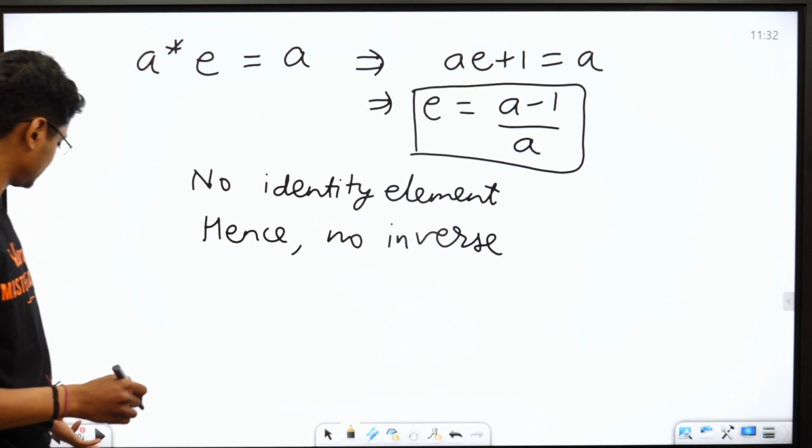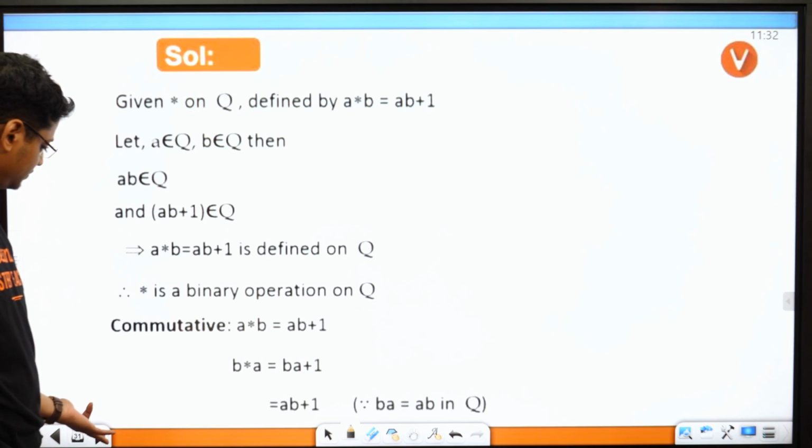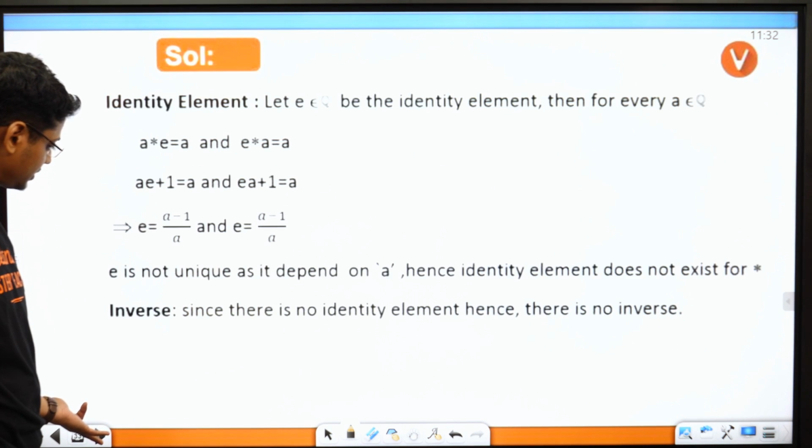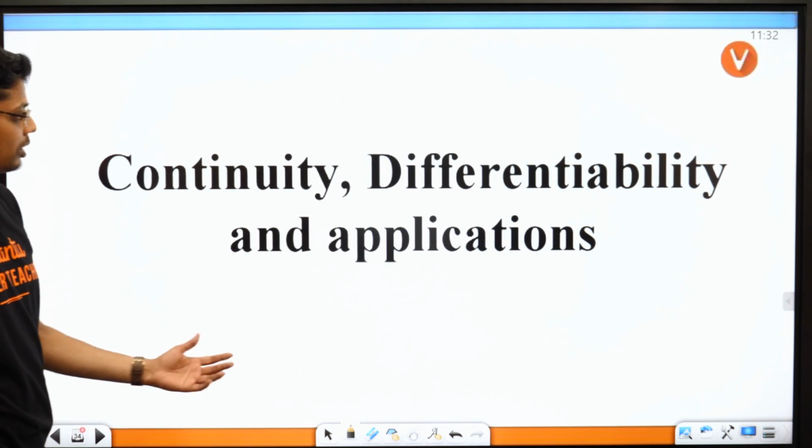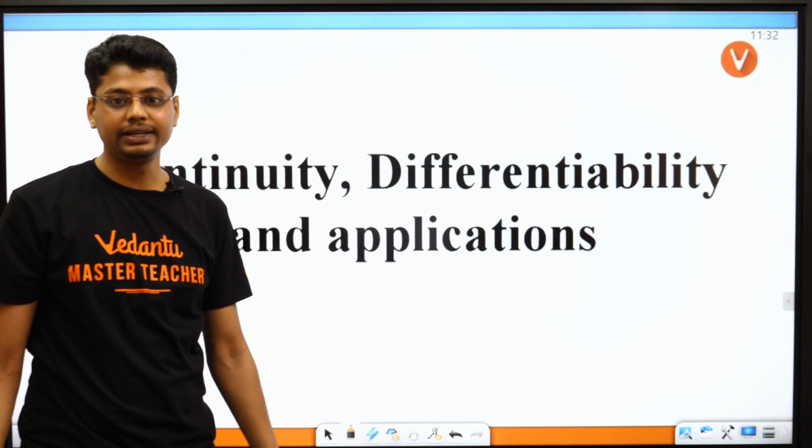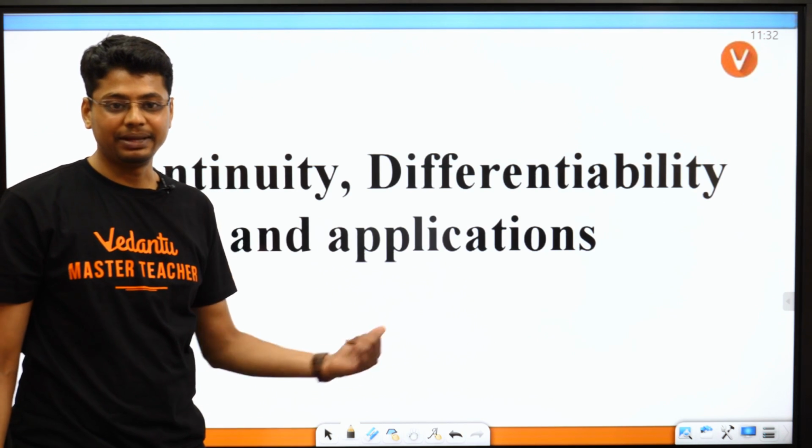All right, let's move ahead. This is the typical way you should write. Now coming to our final topic, continuity, differentiability and applications.